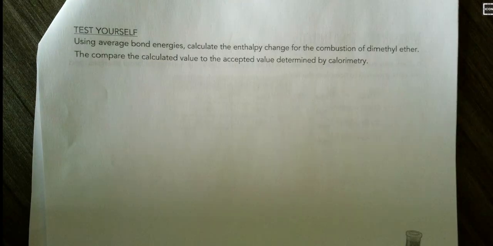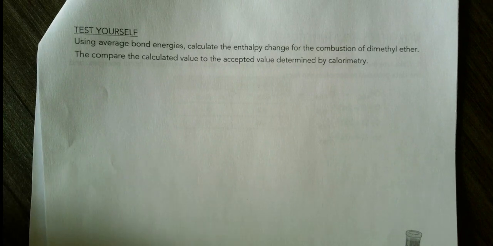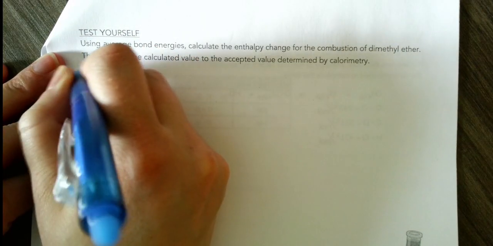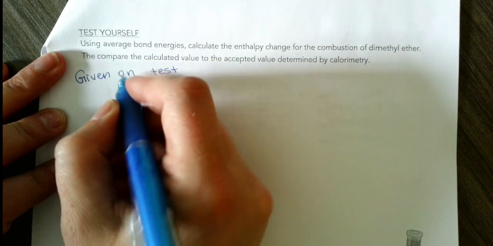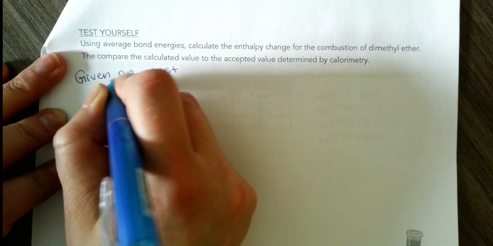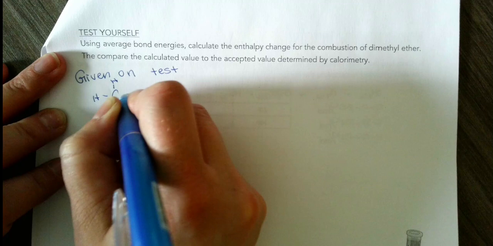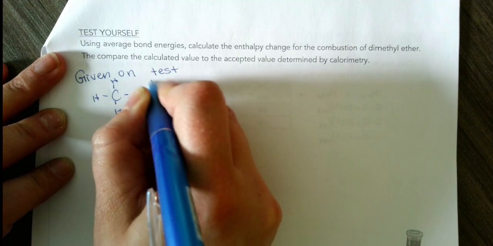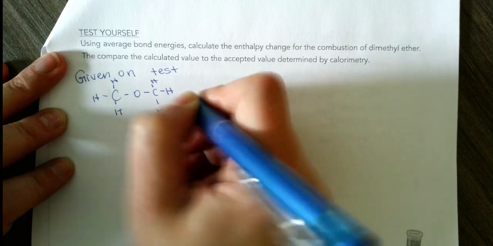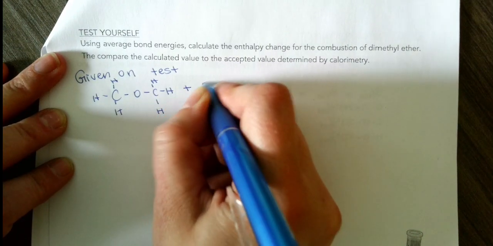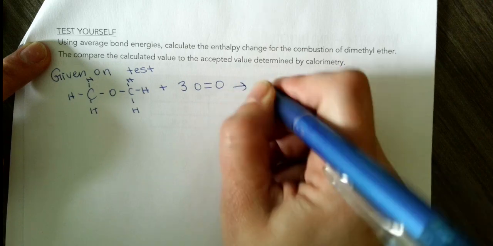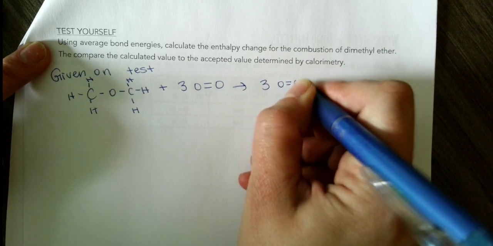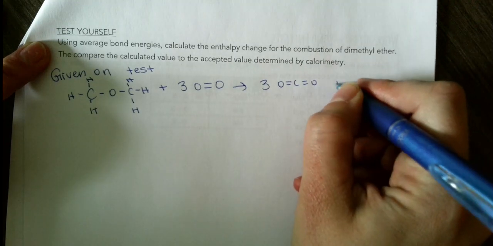Using average bond energies, calculate the enthalpy change for the combustion of dimethyl ether. So, given on a test is what I'm going to write down. I have to think about an ether, even though I teach that organic chem unit in Chemistry 2202. You don't think of ethers very often.